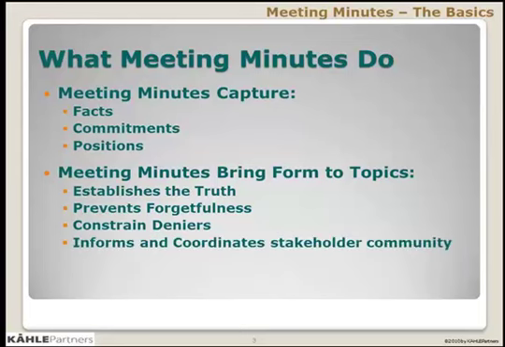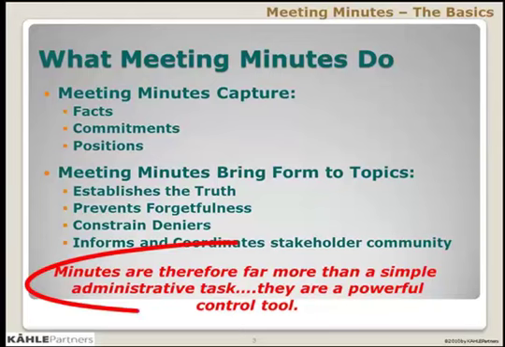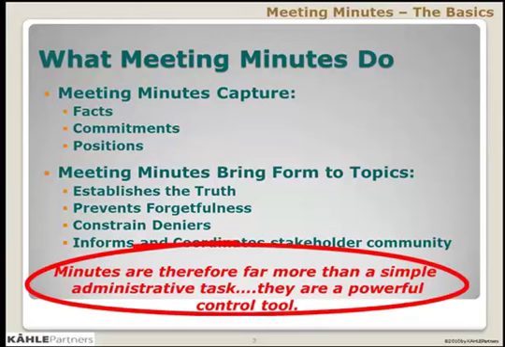And lastly, meeting minutes inform and coordinate the actions of the stakeholder community going forward. And these two abilities of meeting minutes, to act as a capturing tool for information and to bring form to amorphous topics, mean that meeting minutes are not just some administrative tasking. They are a vital and powerful tool for controlling the forward progress of your projects.